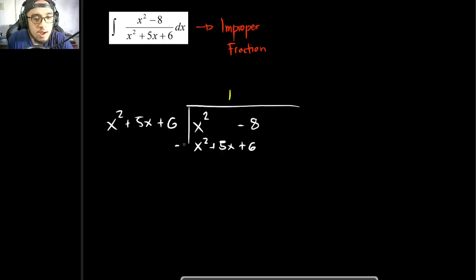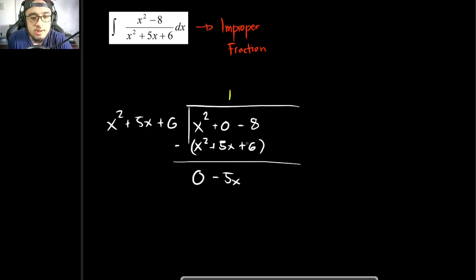And after that, we would be subtracting this one right here. So from that, x squared minus x squared, that is to be 0. And as for this, 0 minus 5x, this is to be negative 5x. And as for this, negative 8 minus positive 6, this is to be negative 14. And since we cannot divide this by this, since the degree of this term right here is to be lower than this, from that, this is already our remainder. So for our remainder, that is to be equal to negative 5x minus 14 divided by x squared plus 5x plus 6. So this is to be our remainder.